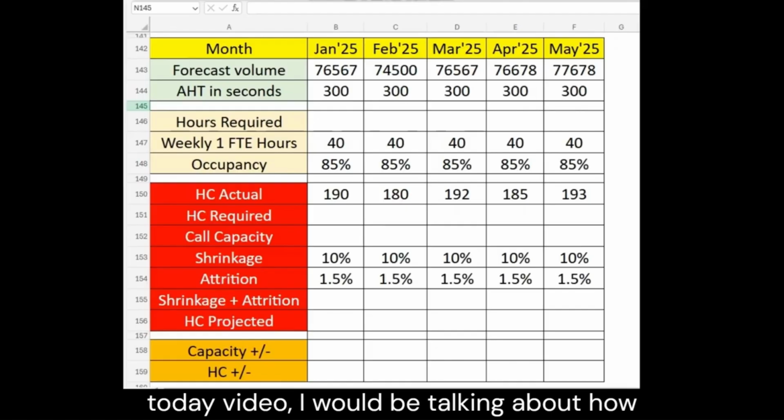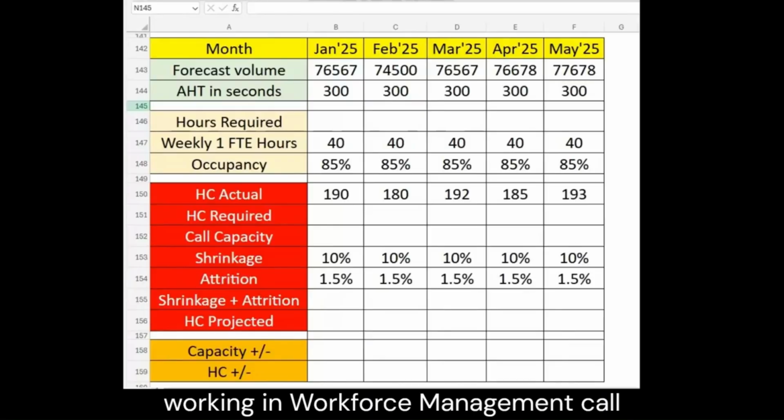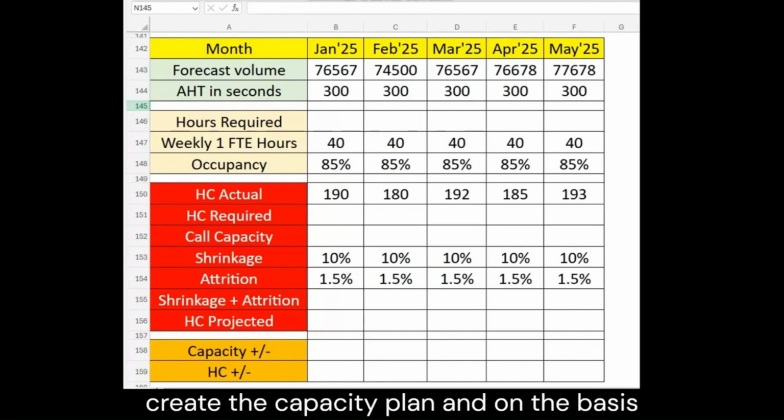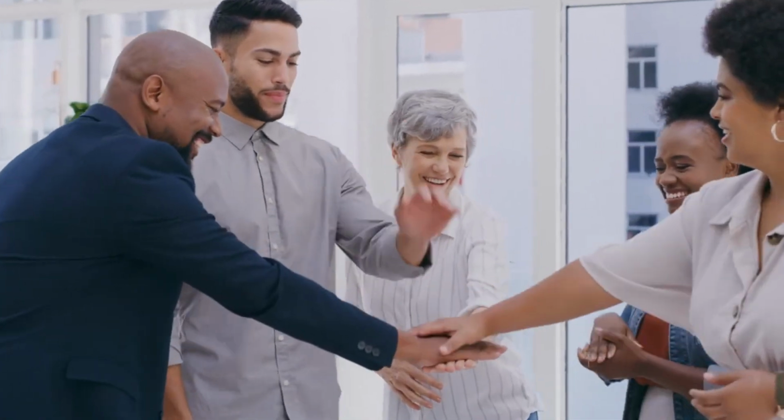In today's video, I would be talking about how to create the capacity plan and the hiring plan. This is very important for everyone who is working in workforce management in a call center. So you should be aware of how to create the capacity plan, and on the basis of that, you have to find out the number of resources required.